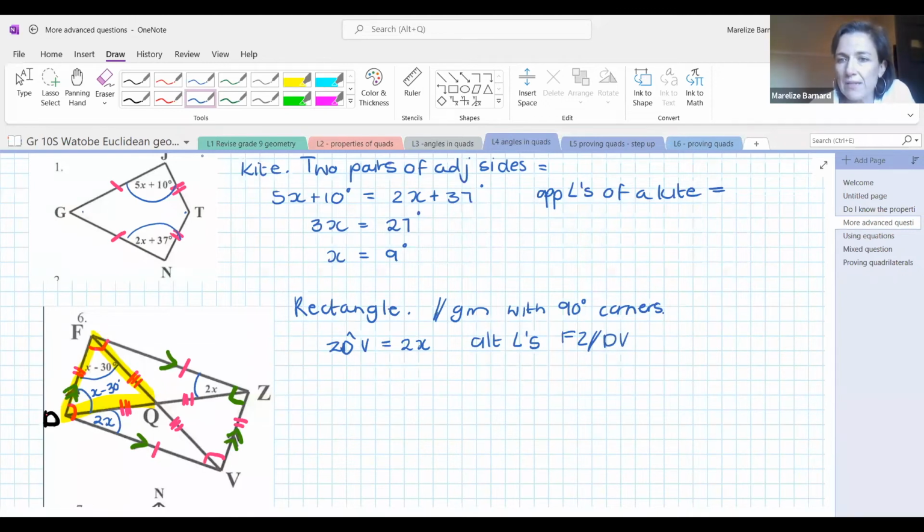Guys, just a reminder to please remain on mute. It creates unnecessary background noise if you unmute.